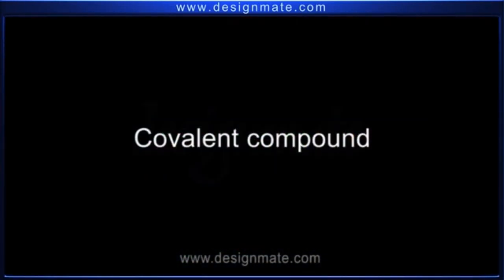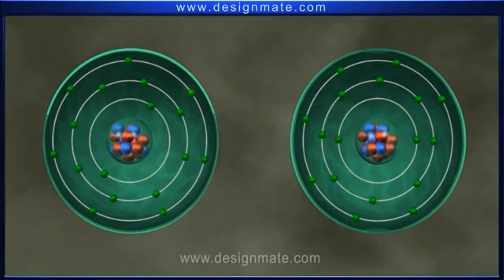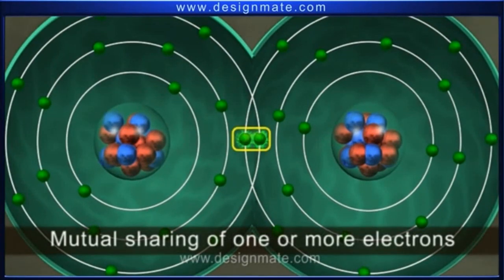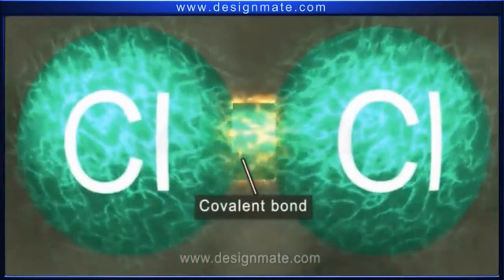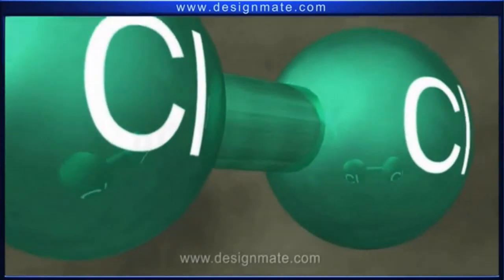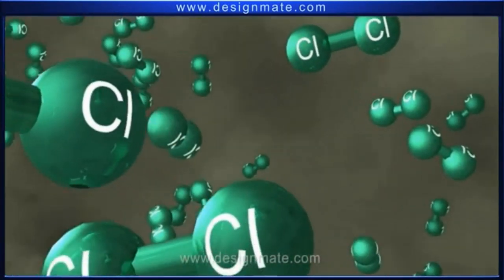Covalent compounds. The chemical bond formed between two non-metallic elements like chlorine by the mutual sharing of one or more electrons is called a covalent bond, and the constituent compounds are called covalent compounds. For example, chlorine gas, Cl2.